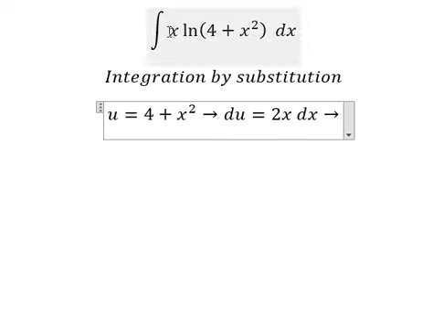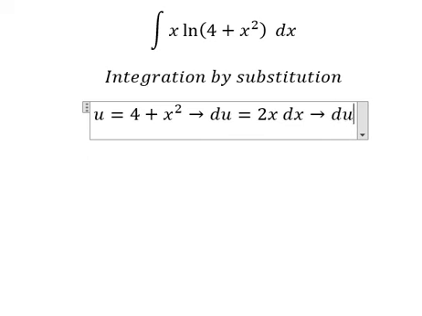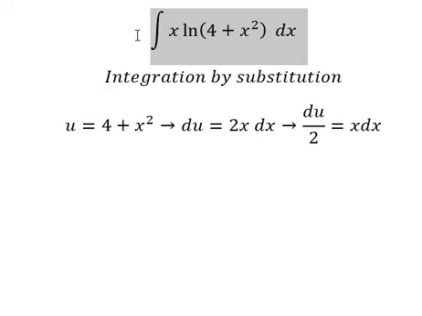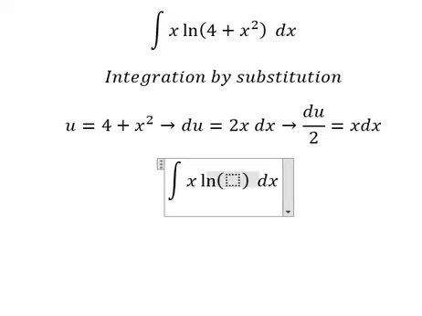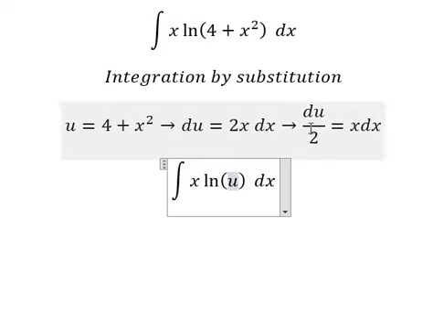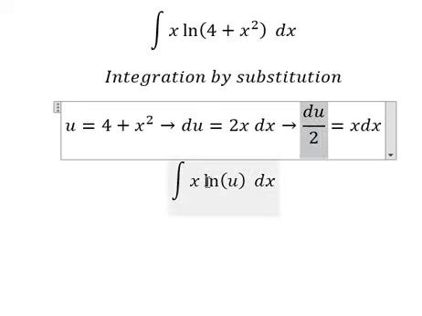Because we don't have the number 2 in here, we divide both sides by the number 2. This one we change to u. Ask the ask we change to u over 2.